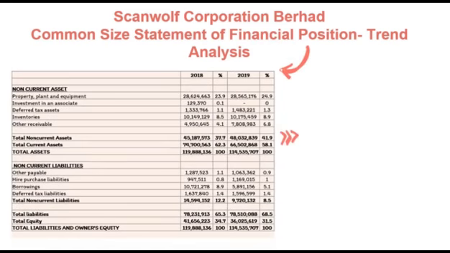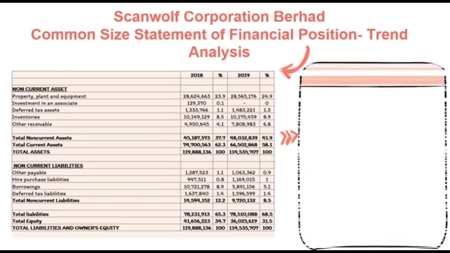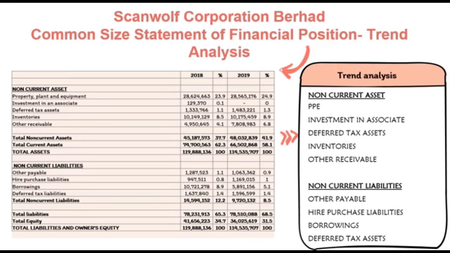Now let's take a look at the Scanwolf Corporation Berhad common size statement of financial position trend analysis. So, this is the common size statement of financial position of the Scanwolf company that I made to see the trend in the company's performance for 2019 and 2018. As we made the common size ratio of the financial statement, we can see the trend in this company. There are increases, decreases and also unchanged items in the trend of the company performance.